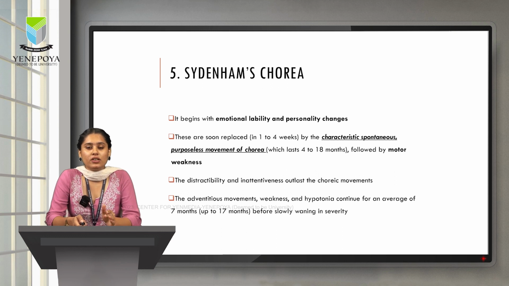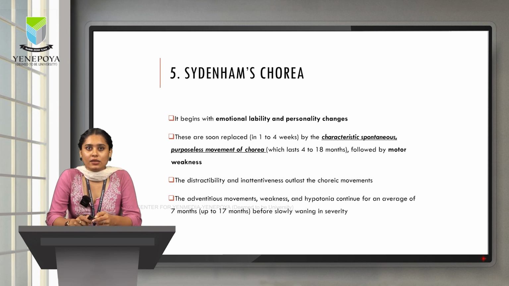It begins with emotional lability, which is nothing but changes in the emotional behavior of the patient, and also the personality will start changing. Then soon it will be replaced, within 1 to 4 weeks after the acute rheumatic fever has set in, by characteristic spontaneous purposeless movements of the chorea, which usually last for about 4 to 18 months, followed by motor weakness. So there will be overall weakness in the motor system.